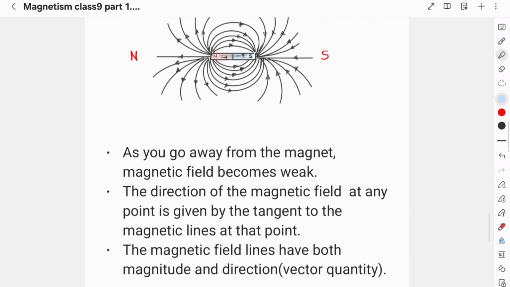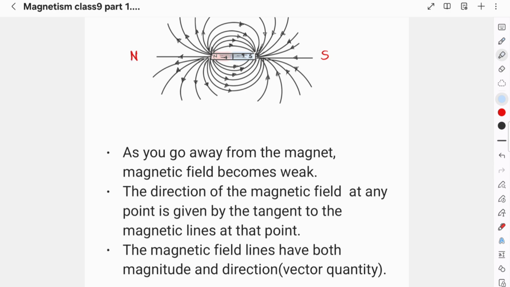Now as you go away from the magnet, the magnetic field becomes weak. So the strength of the magnetic field is inversely proportional to the distance. So the more you move away from the magnet, the weaker the magnetism will get. And the more you come closer to the magnet, you will feel a strong magnetism effect. Okay, the force of attraction will be very high when you come very close to the magnet.